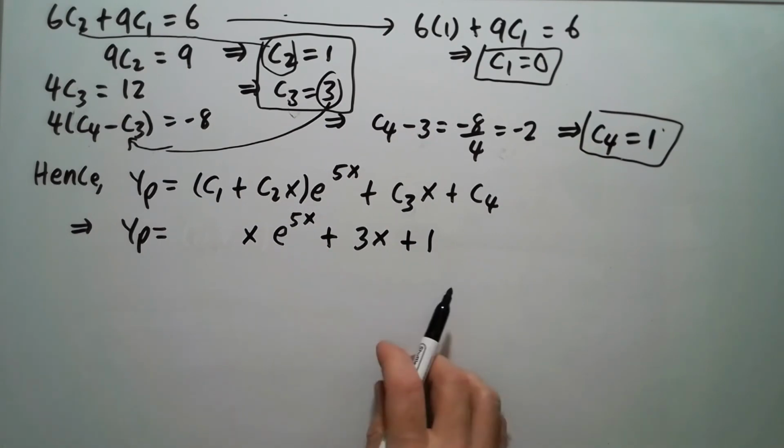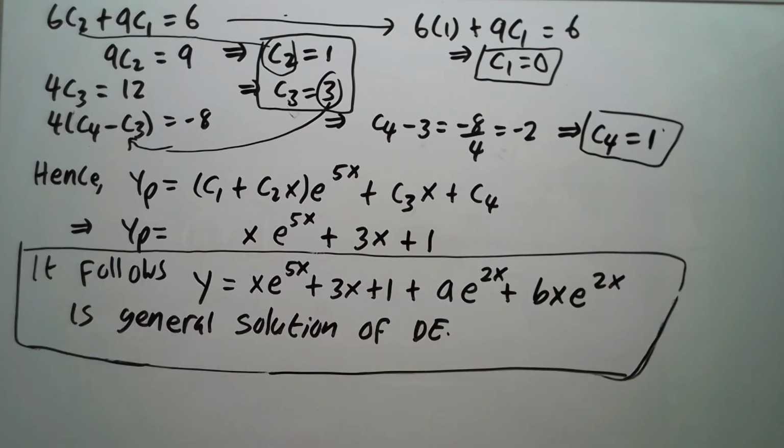Now we can write the general solution. So let me write it here. It follows then our general solution will be our yp, which is right here, x e to the 5x plus 3x plus 1, plus the homogeneous part, which we've already said. I called it c5 e to the 2x plus c6 x e to the 2x a while ago, but I'm just going to call it A and B here, just to make it look nicer, where A and B are just any constants at all. So this will be our general solution of the original differential equation. Okay, so we're done, so let's leave it there.